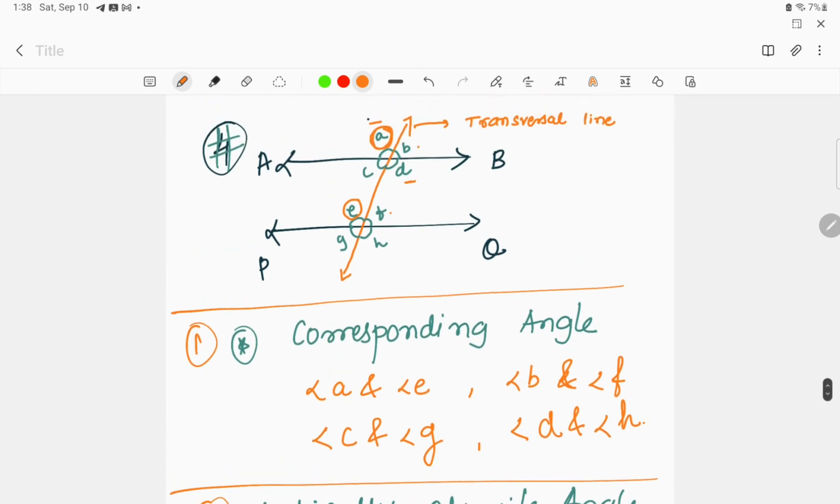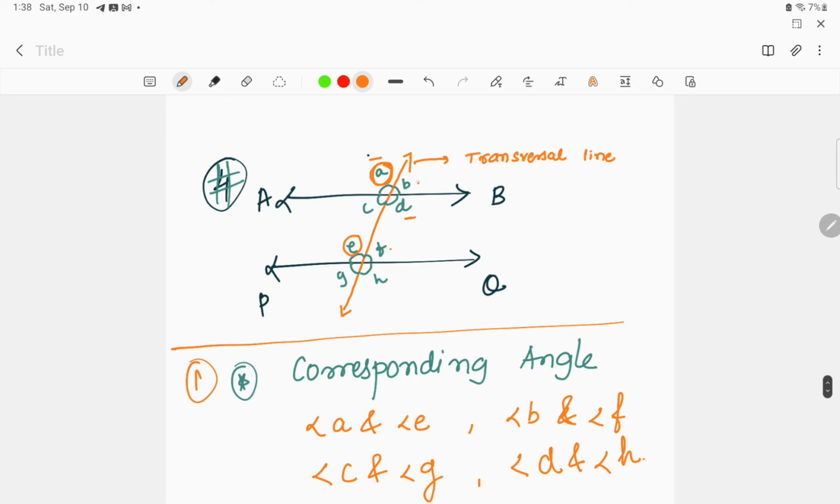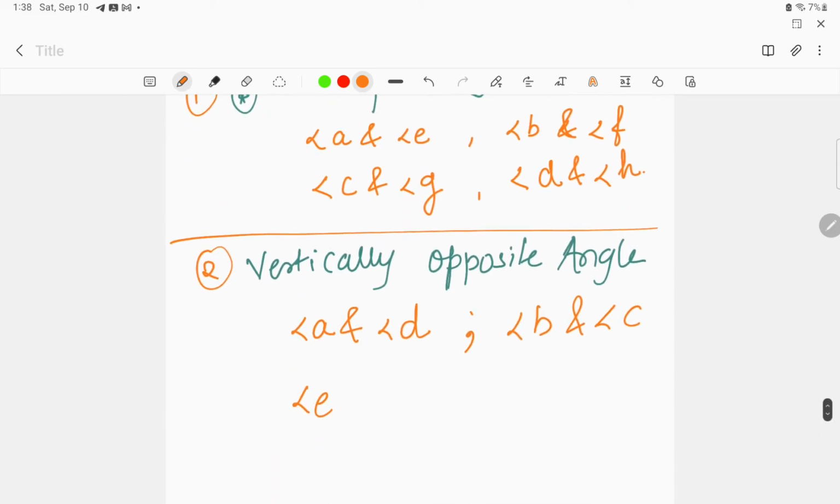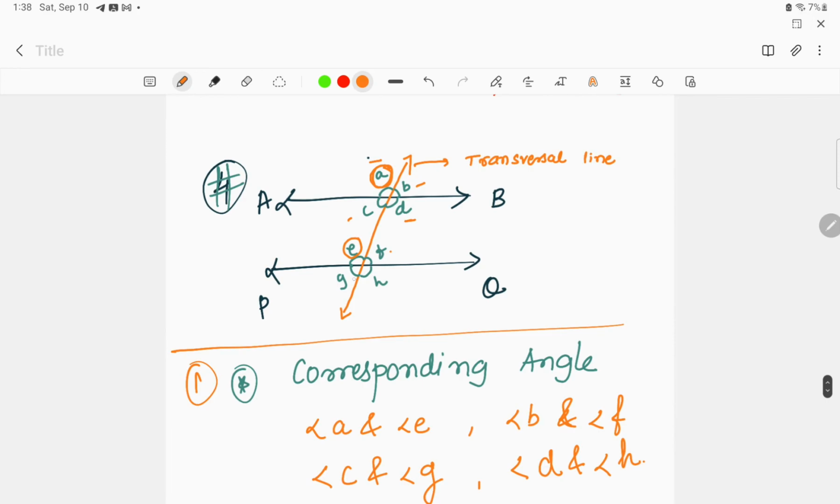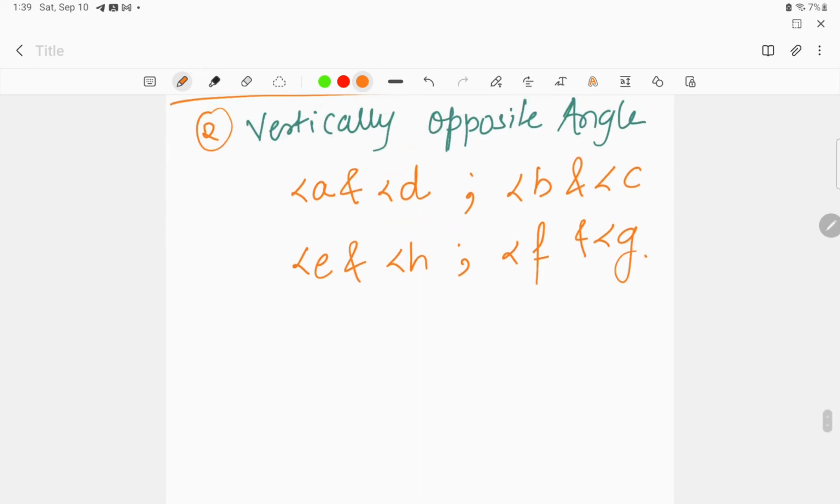Angle B and angle C are again vertically opposite angles. Next, angle E and angle H are vertically opposite angles, and angle F and angle G are again vertically opposite angles. This is all about the vertically opposite angles, the second term.